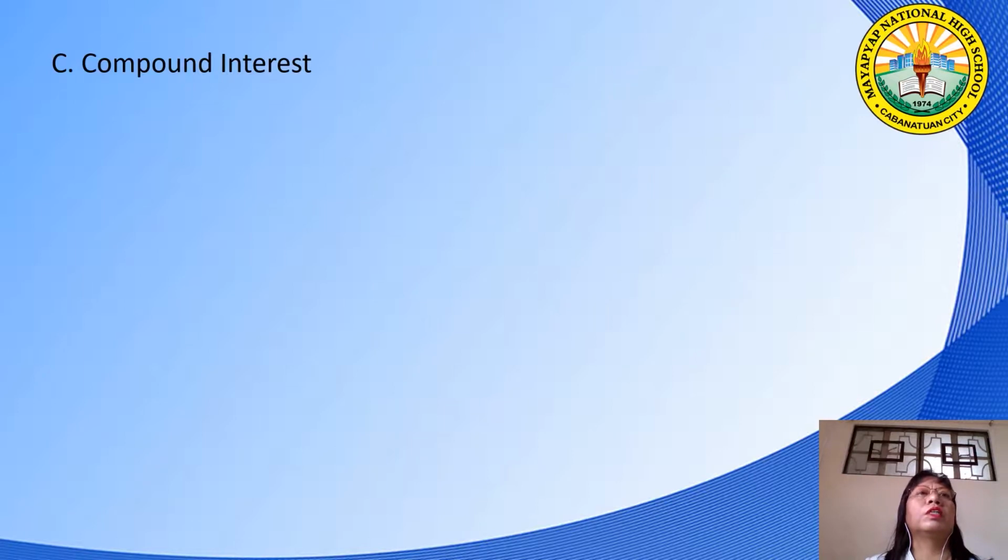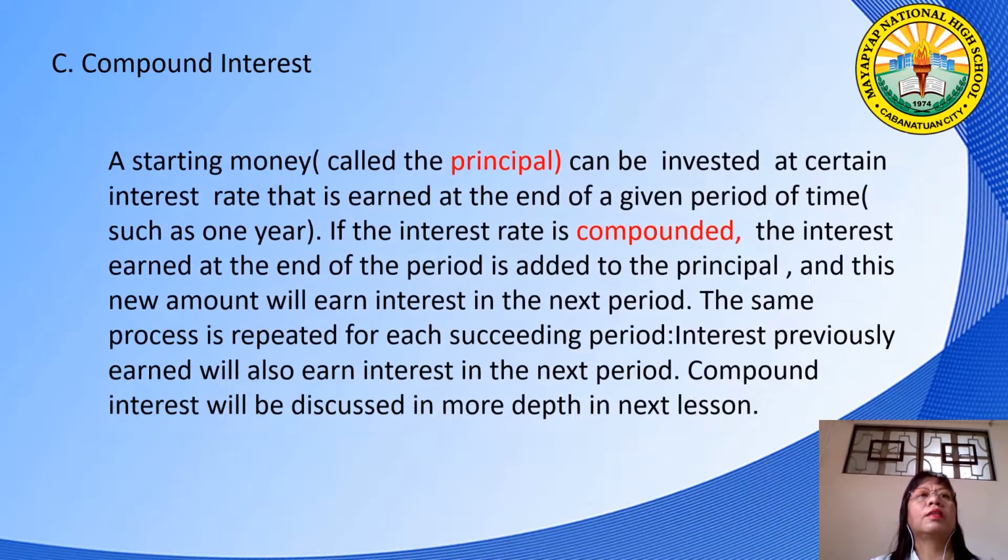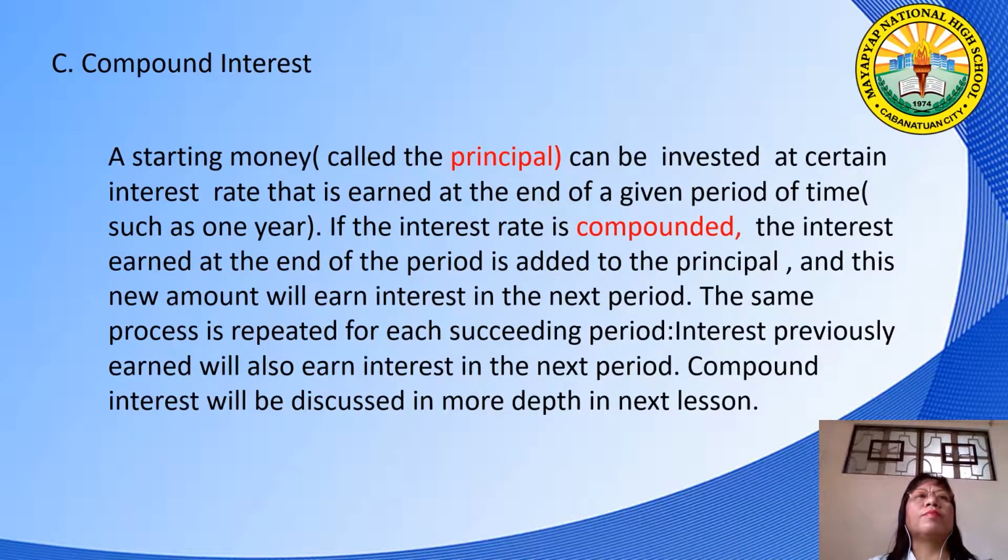Another common application of exponential function in real life is compound interest. A starting money, called the principal, can be invested at a certain interest rate that is earned at the end of a given period of time, such as 1 year. If the interest is compounded, the interest earned at the end of the period is added to the principal, and this new amount will earn interest in the next period. The same process is repeated for each succeeding period. The interest previously earned will also earn interest in the next period.